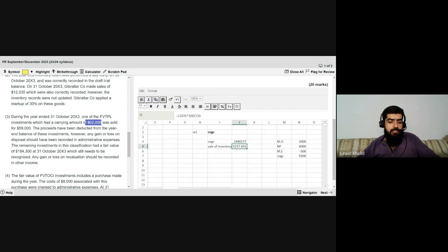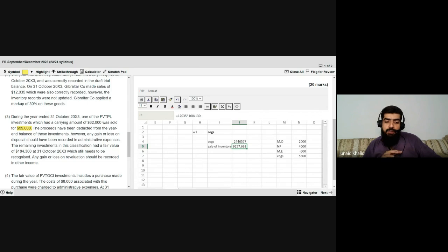Okay, there's an investment that is fair value through PNL, which had a carrying amount of $62,000, and was sold for $59,000. It means out of the total investment, we disposed of one investment, and the value of that investment was 62,000, but it was sold for $59,000. Is this statement clear to you? Yes.